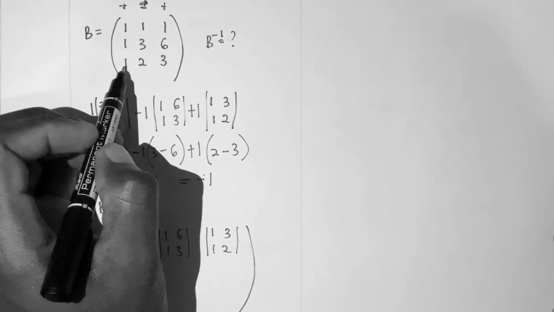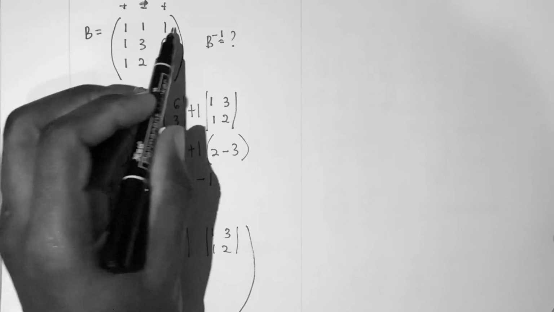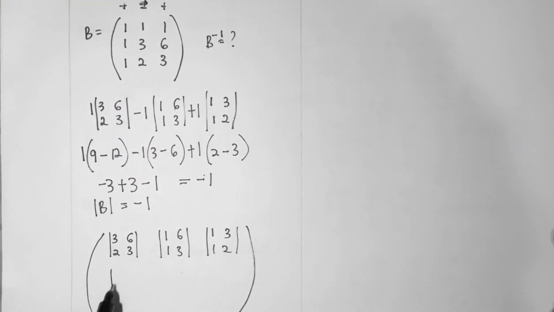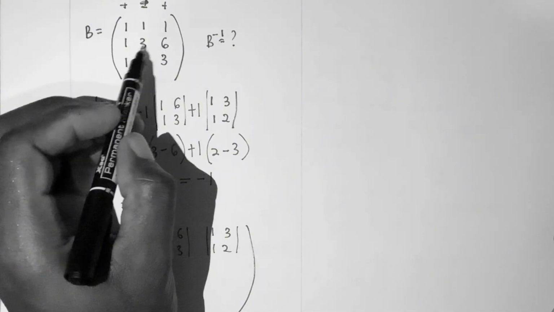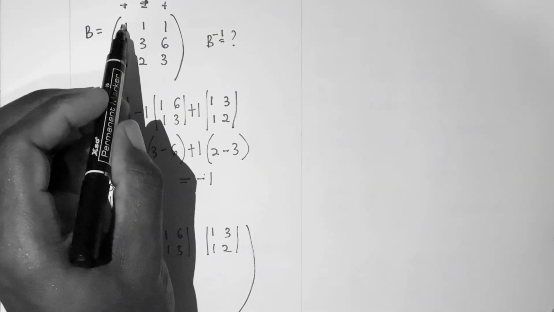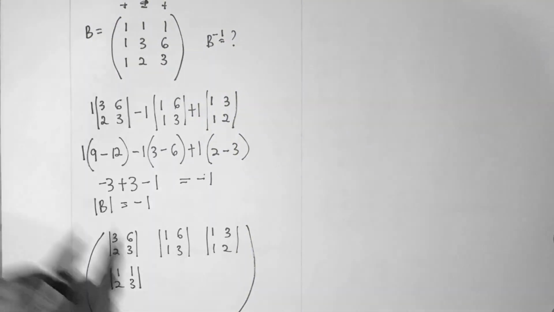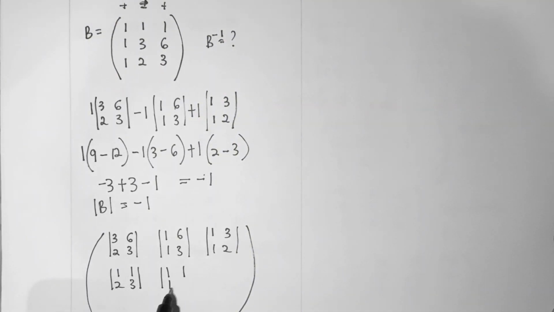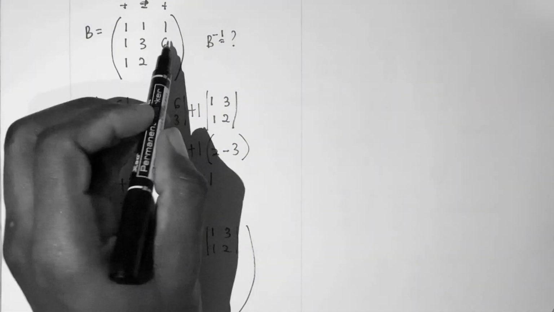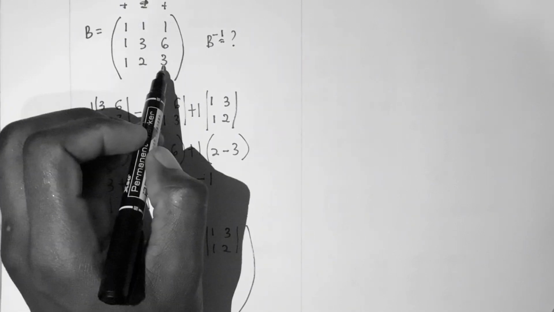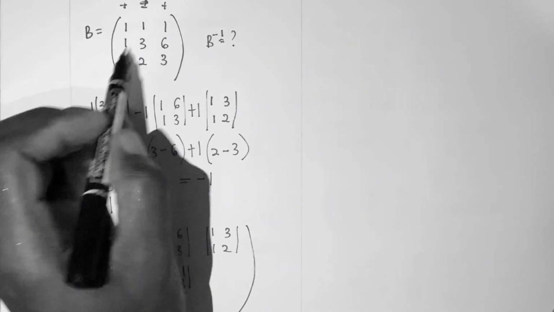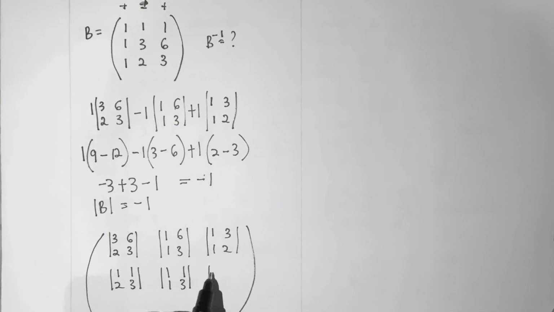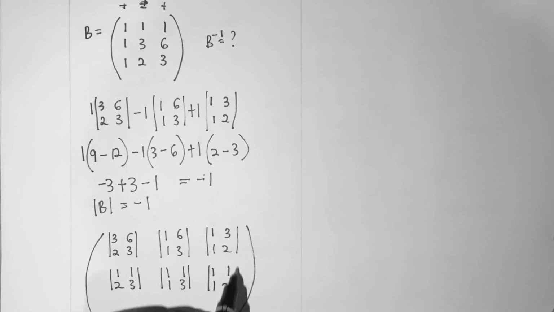Then let's take this one, rule out the row and column. So if we rule out the row and column of this, we are going to leave 1, 1, 2, 3. Then let's take this 3, rule out the row and column. We are going to do 1, 1, 1, 3. Then let's take this 6. If we rule out the row and column, we are going to leave 1, 1, 1, 2.